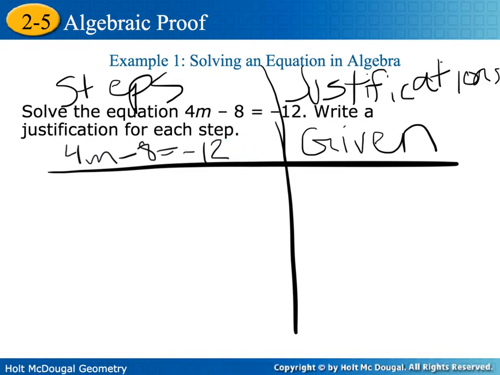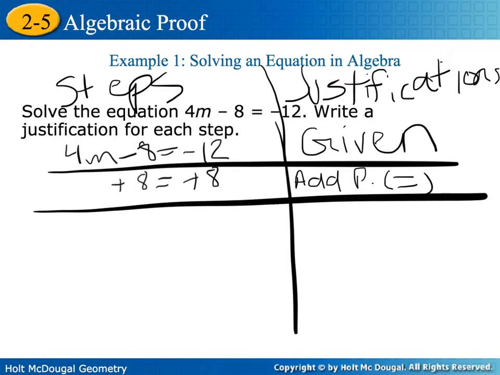All right, so now we're just solving for m. First I'm going to add 8 to both sides. Since I'm taking away 8, I need to add 8 to get rid of this. So, since I added 8 to both sides, it's called the addition property of equality. I'm going to abbreviate this.